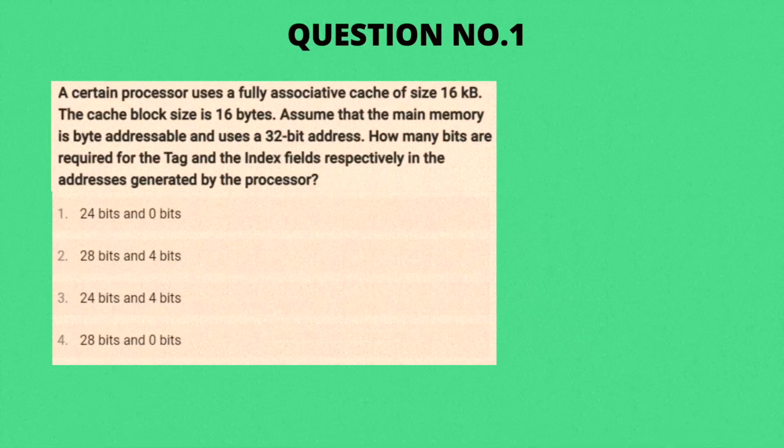So let's look at the question here. We'll see what is given in the question. The cache size is 16 kilobytes. The physical address is 32 bits, and cache block size is 16 bytes. In this question, they have asked us to find the number of bits in the tag field and the number of bits in the index field. In fully associative mapping, the physical address is given by tag plus block offset, the summation of tag and block offset. So here we have the physical address and the block offset, so we can find the tag value easily.